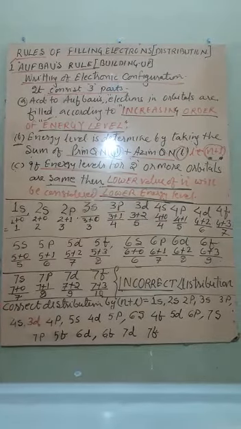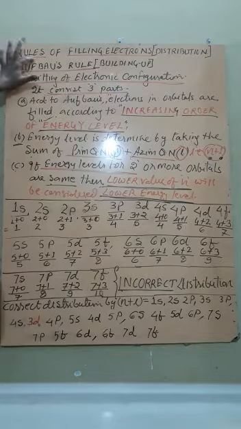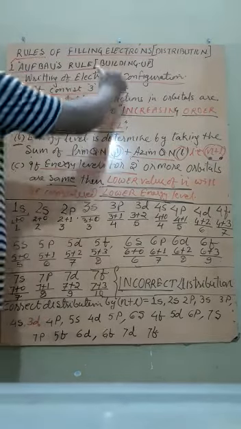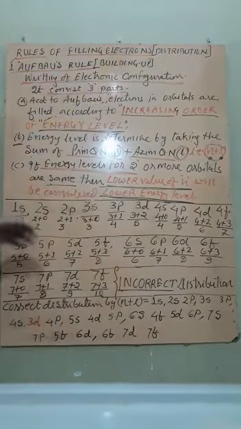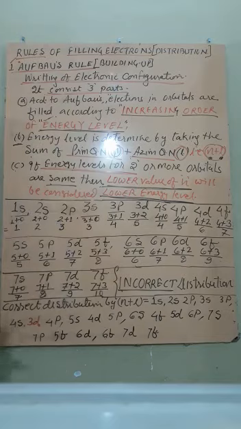Yes, student. Now, the last video of this class is rules of filling electrons. It is the distribution of electrons in different orbitals. Student, I told you, if you follow the distribution of electrons on the basis of quantum number, it will be incorrect. Actually, to fill up the electrons, there are certain rules.